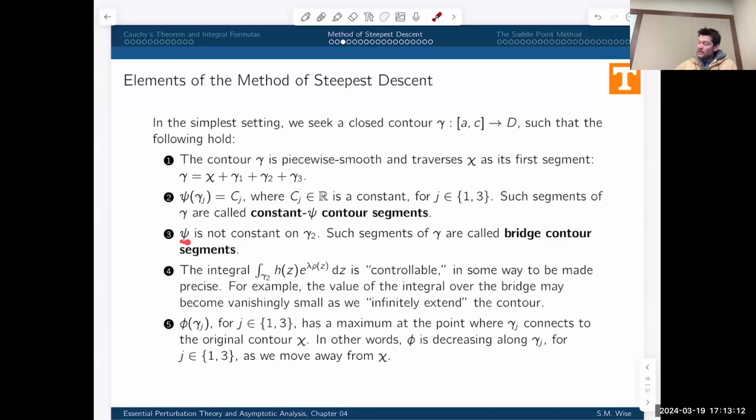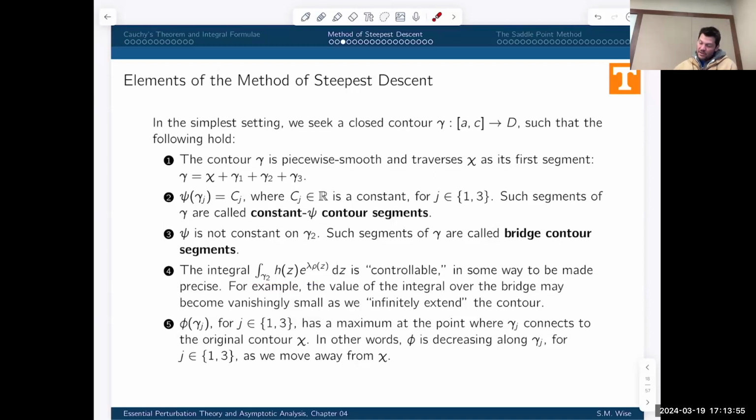Now, psi is not necessarily going to be constant on this contour gamma 2. That contour gamma 2 has a special name. It's called a bridge contour. And you're going to see it. It makes a little bridge in our diagram, and so it'll make sense. Now, on the bridge contour, I don't know that psi is going to be constant. There's nothing I really know about the function or the integral over this bridge contour. What I do want to know is that when I integrate over that bridge contour, the result is somehow controllable. Okay, that I can handle what's going on with that, maybe by an estimate.